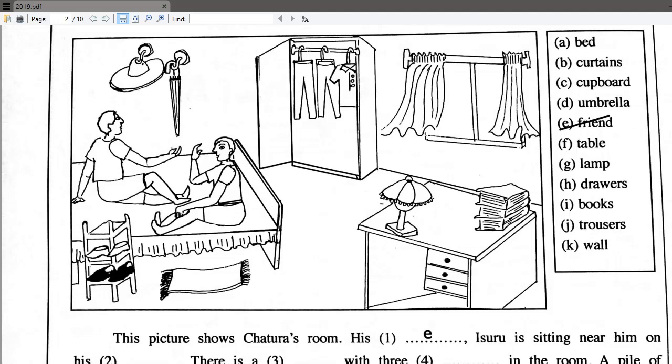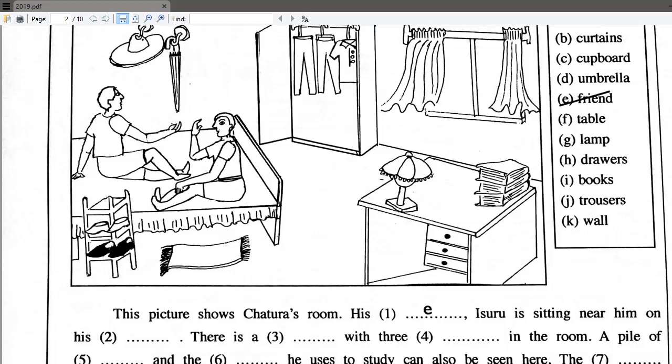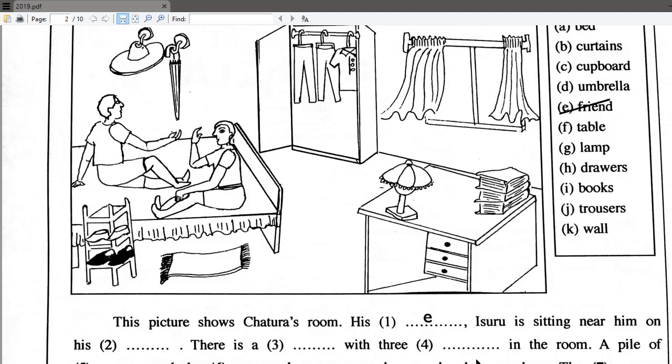So it says there is a table. Or in this case, specifically, what is it? F with three drawers, or H in the room. A pile of something, and the something he uses to study can be seen here. Now, the key word here is study.